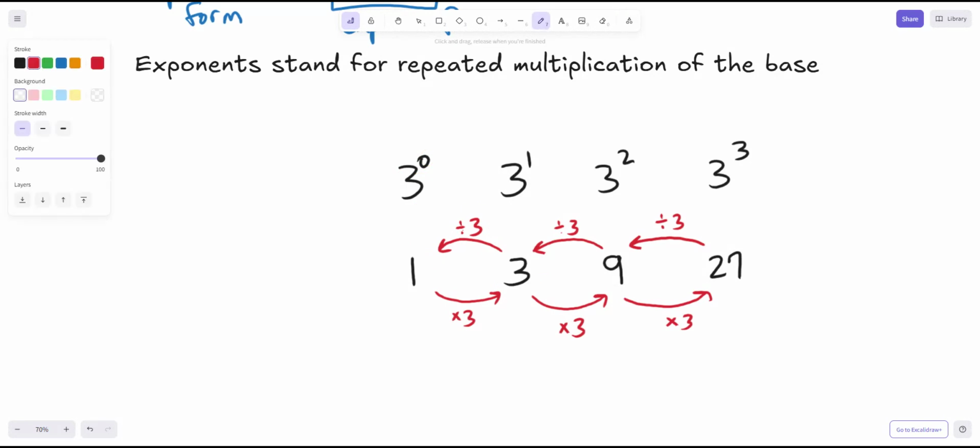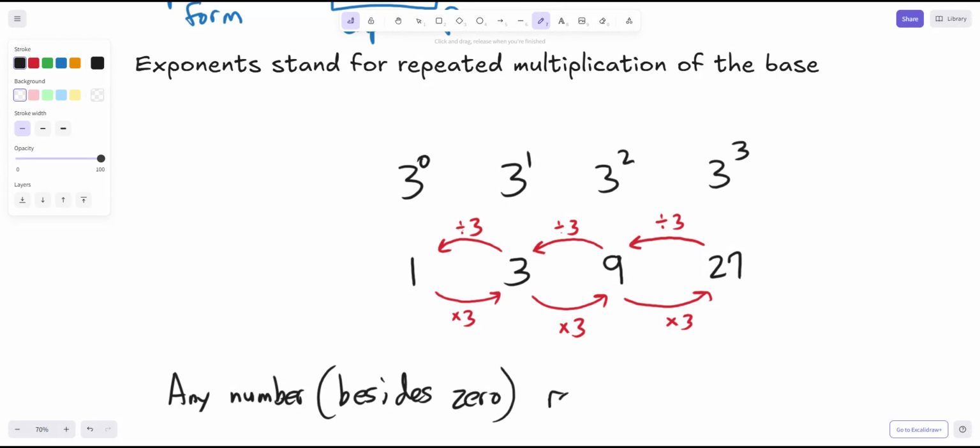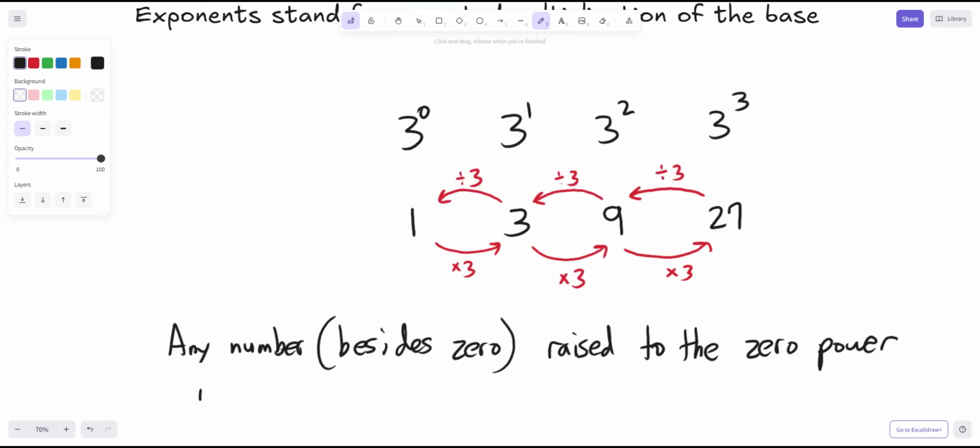So therefore, any number besides 0 raised to the 0 power is equal to 1.